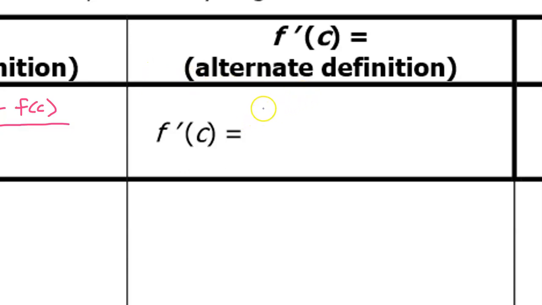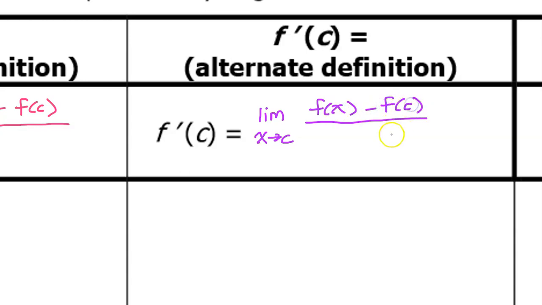Next, let's do the alternate definition of derivative, which looks a lot like an old school slope. So the limit as x approaches c of f of x minus f at c divided by x minus c. So it's sort of a y minus y over x minus x limit.